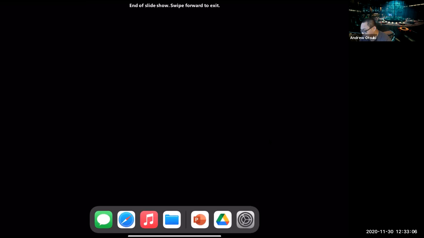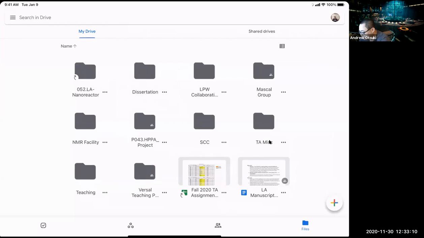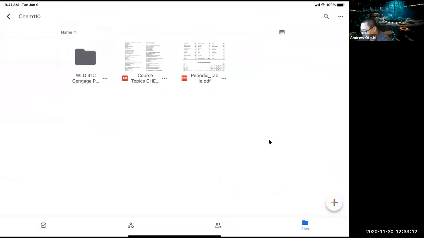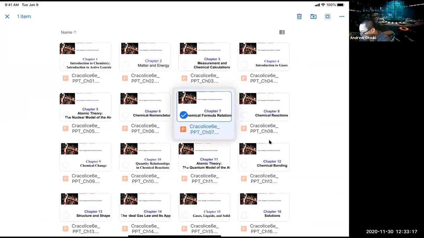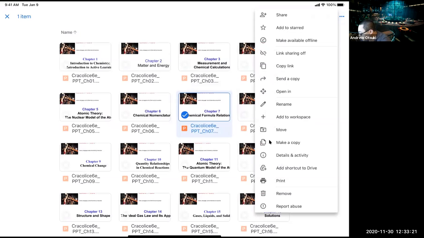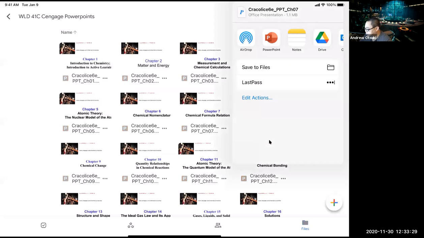We have about 30 minutes left, so we're going to jump right into chapter 7. Okay, so let's go to chapter 7 here. All right. So chapter 7, we're going to talk about chemical formula relationships. Okay.